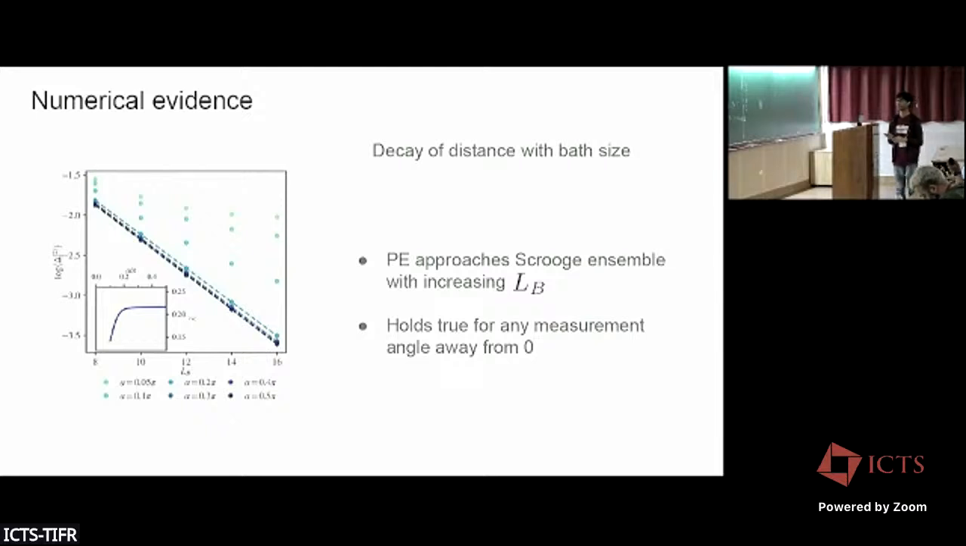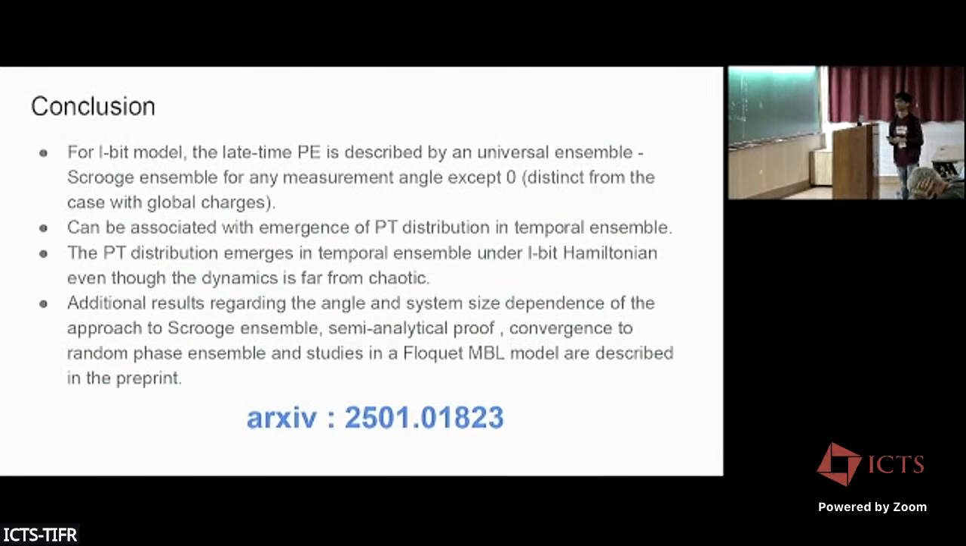So the main output is that we observe convergence to the Scrooge ensemble for the projector ensemble constructed with L-bit Hamiltonian whenever we measure in any angle apart from 0, at least larger than 0.2 pi. Okay, I will conclude here. So the main result is that for the L-bit model, the projector ensemble is described by a universal ensemble, which is the Scrooge ensemble, for any measurement angle apart from 0 at thermodynamic limit.